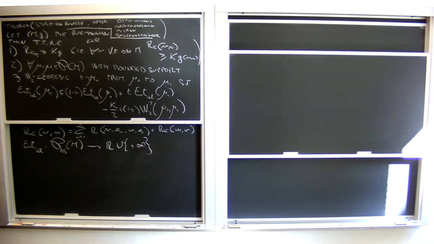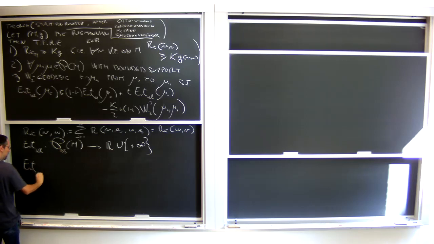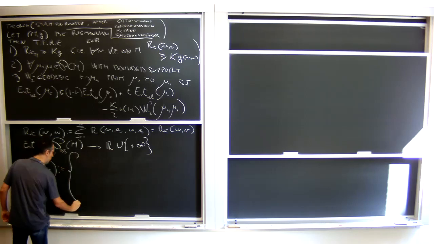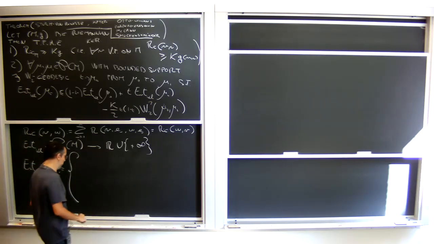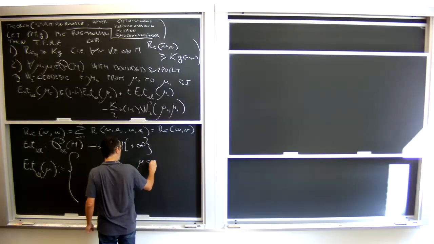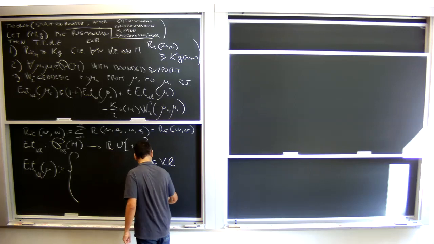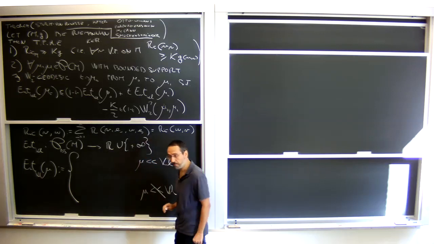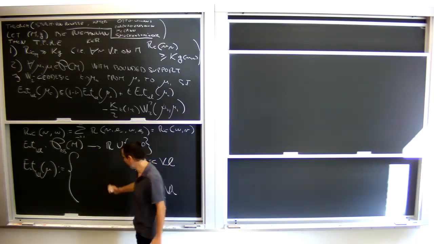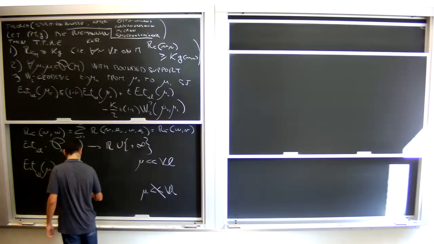It is defined in the following way. This takes a probability measure with bounded support and returns a real number or plus infinity. How is this defined? This is the Shannon-Boltzmann entropy. There are two cases. Either mu is absolutely continuous with respect to the volume measure, or it is not. Perhaps it has a singular part. If it has a singular part, you define the entropy to be plus infinity. Easy.